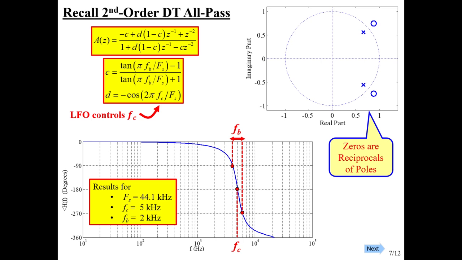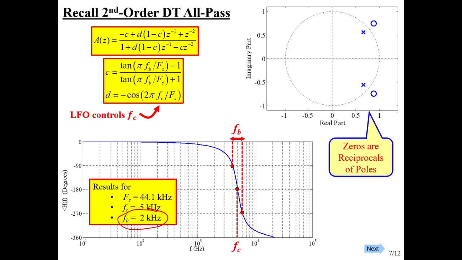And remember, for the analog one, this actually much more smoothly goes asymptotically to minus 360 degrees. This squishing in is due to the effect of the bilinear transform, the warping. So we saw that before. And here I've got my FC set to 5 kilohertz. That might be a little bit high for an audio application, but I just picked it to make a plot here. And here the FB is set to 2 kilohertz.